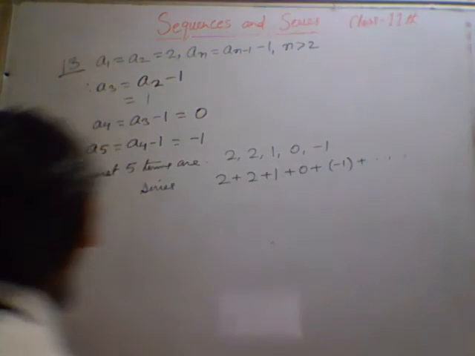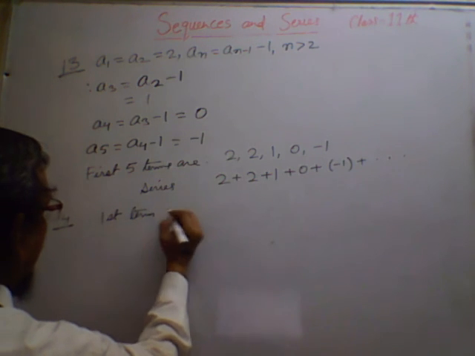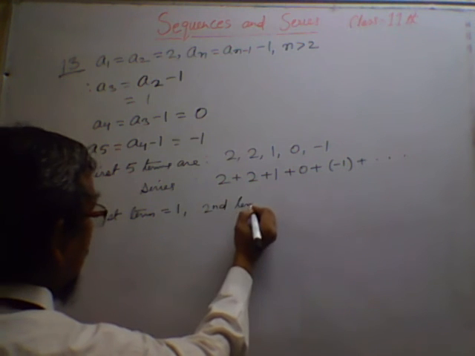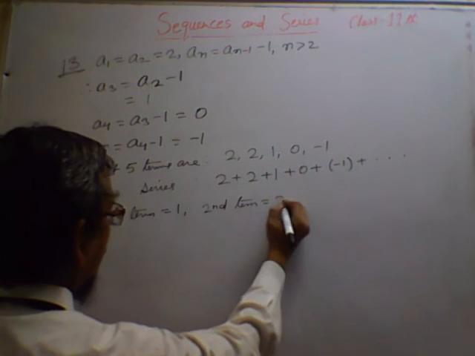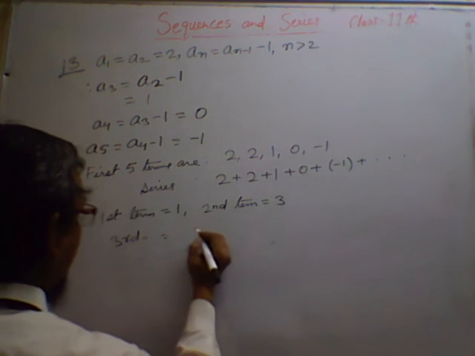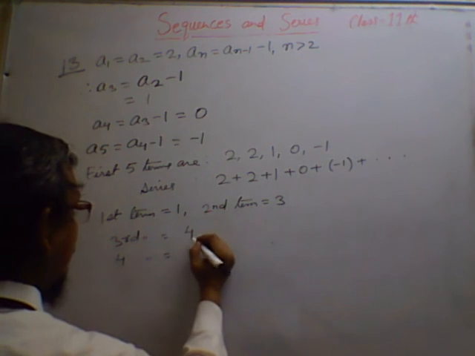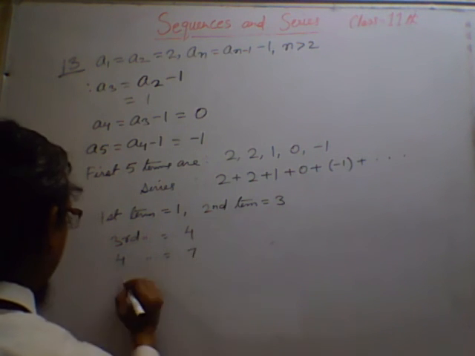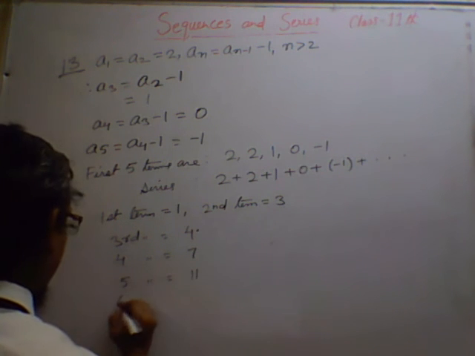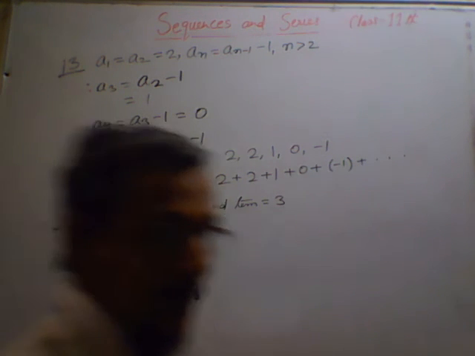Like, if the first term is 1, the second term is 3, then the third term will be 3 plus 1, 4. The fourth term will be 4 plus 3, 7. The fifth term will be 7 plus 4, 11. The sixth term will be 11 plus 7, 18. In this way, it will keep going on.